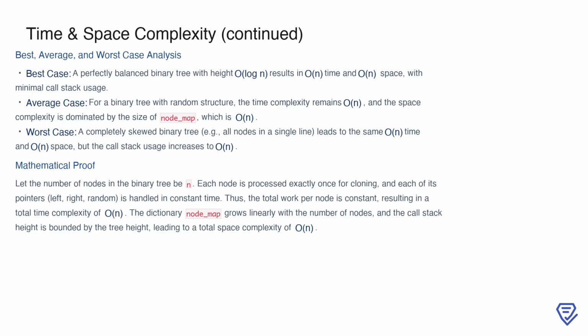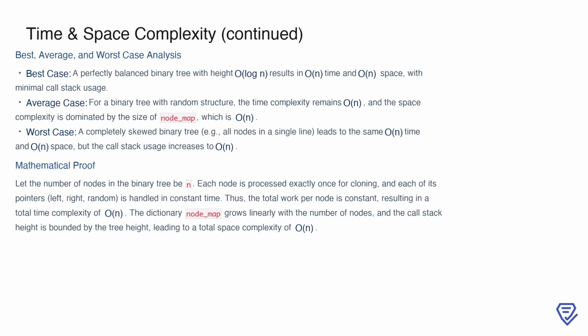In the worst case, where the tree is completely skewed like a linked list with all nodes in a single line, the time complexity is still O(n), but the call stack usage increases to O(n), leading to an overall space complexity of O(n). Mathematically, since each node is processed exactly once and each of its pointers is handled in constant time, the work per node is constant. This ensures a total time complexity of O(n).